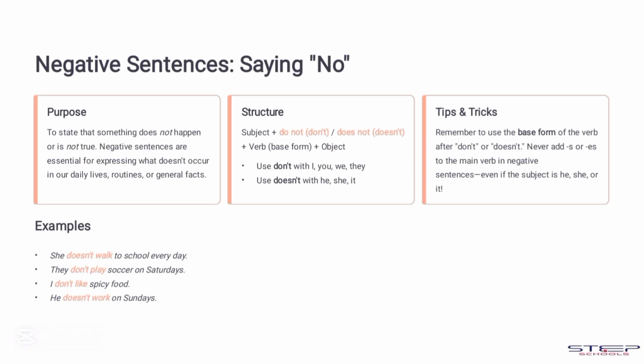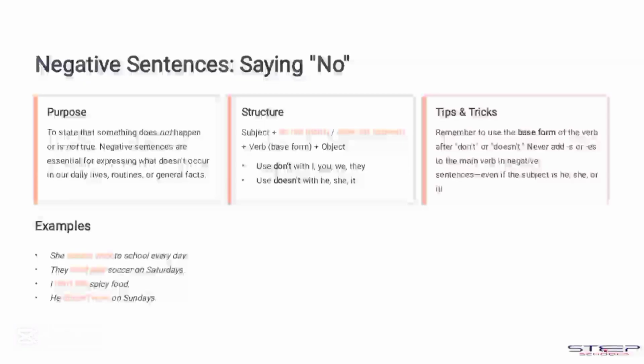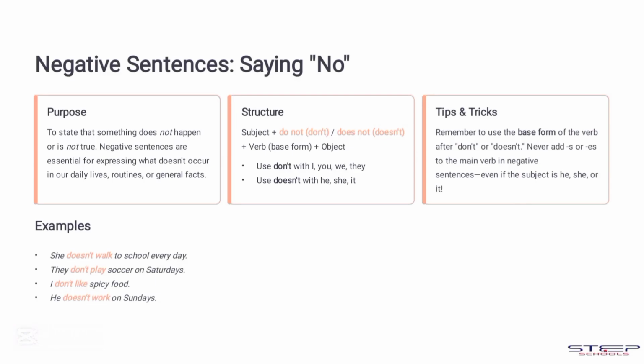Negative sentences are used when we want to clearly express that an action doesn't happen or a statement isn't true. They play a crucial role in communication because they allow us to deny, refuse, or correct information. Just take a look at the sentence structure: subject plus do not or does not plus base form of verb plus object. You have to use do not with I, you, we, and they, and you have to use does not with he, she, it, or any singular subject.